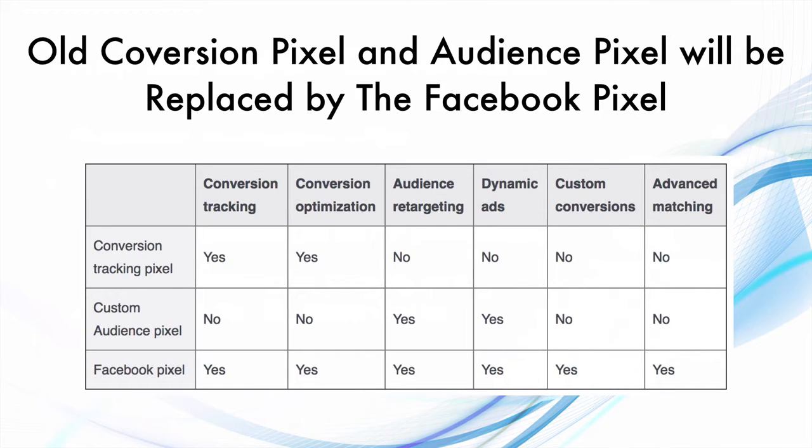So here is a table which shows you the difference between Facebook pixel and the older pixels. So Facebook pixel, you can do conversion tracking, you can do conversion optimization. You can use it for audience retargeting. So if you want to show the ad only to the certain people who visit your website, you can do that. You can run dynamic ads with Facebook pixel. You can track custom conversions, and you can do advanced matching. So you can use Facebook pixel to develop different segments of audience as well, which I will show you in the next lesson when we are talking about audience creation.